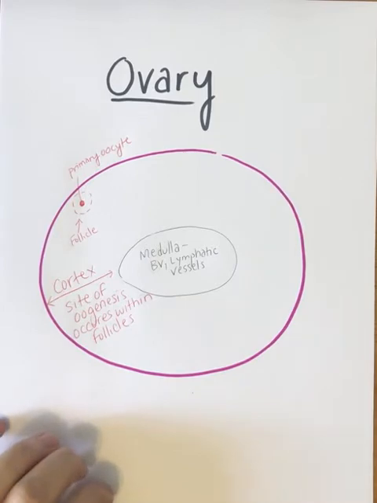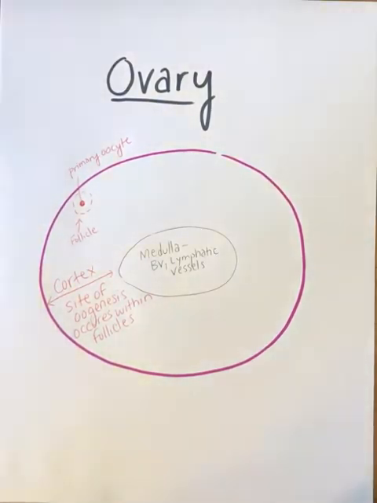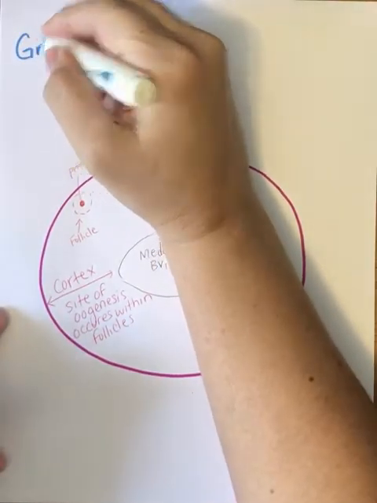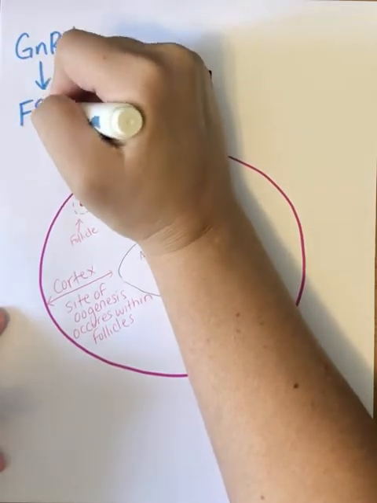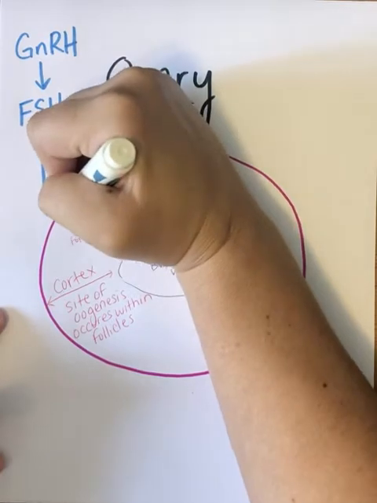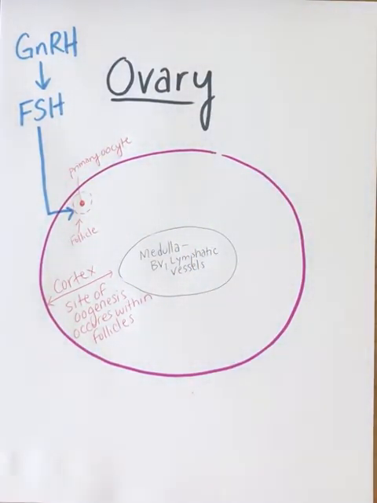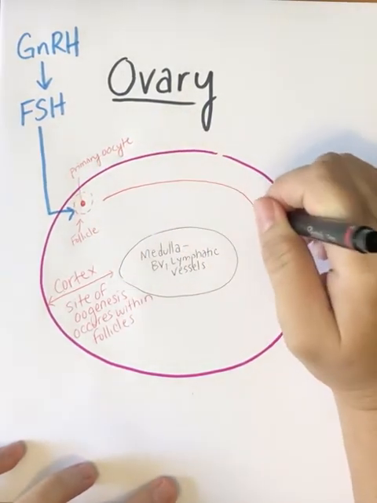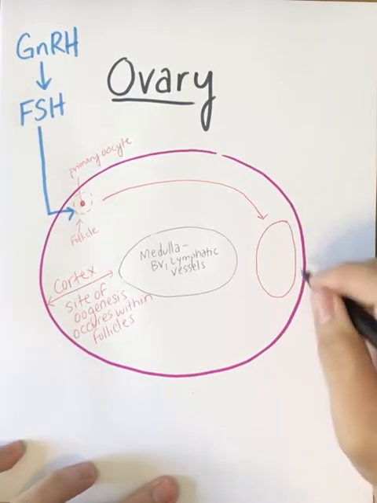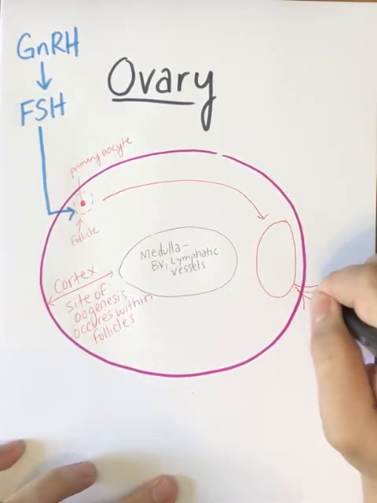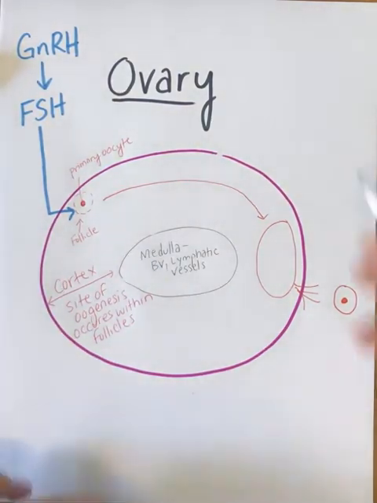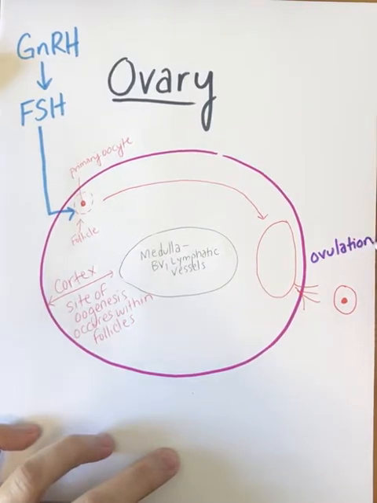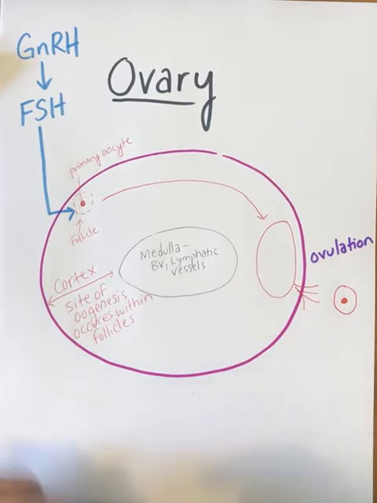Now, your hypothalamus is going to produce a hormone at puberty called gonadotropin releasing hormone, which stimulates the anterior pituitary to release FSH, follicle stimulating hormone, which is going to stimulate the follicle to grow. So the follicles are going to grow in size. And eventually, over time, it's going to be this huge follicle, and that follicle is going to release your secondary oocyte. This is a process called ovulation. Ovulation releases your secondary oocyte, which is this one right here.